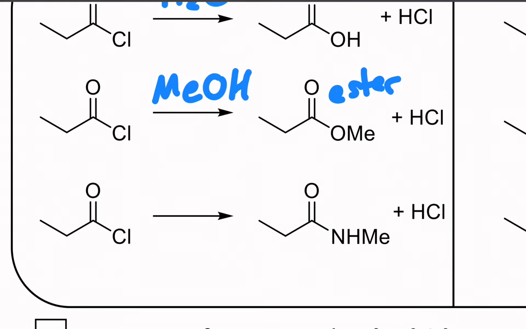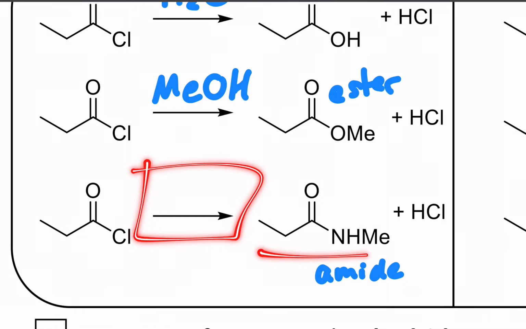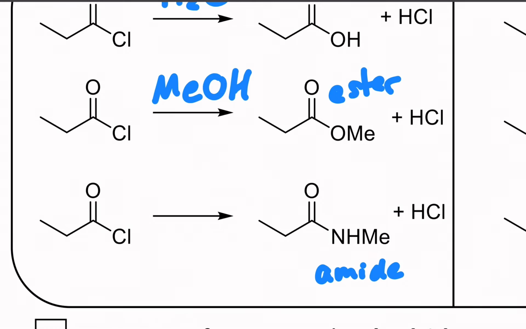Next, we've got an amide. And again, if I just balance, what am I adding to make this amide with a byproduct of HCl? It's going to be an amine, in this case, methylamine.